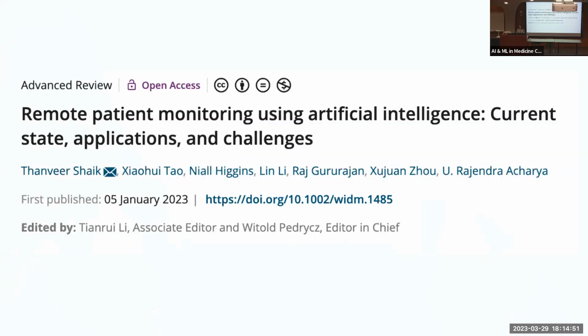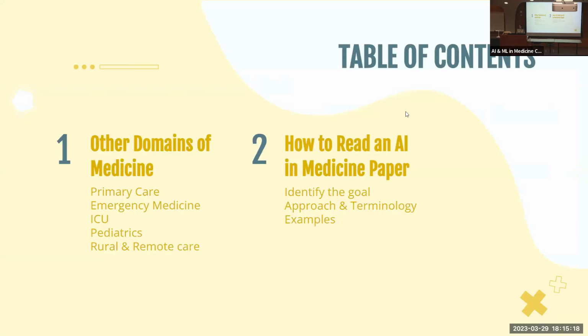In terms of remote monitoring, I didn't want to spend too much time talking about it, but there's a really great paper if you want to check it out. It was just published a couple months ago, and it looks at all of the different tools that have been created to remotely monitor patients. So these are patients who might be at risk, who just left the hospital, elderly patients, and just otherwise high-risk populations. So that's my other domains of medicine.